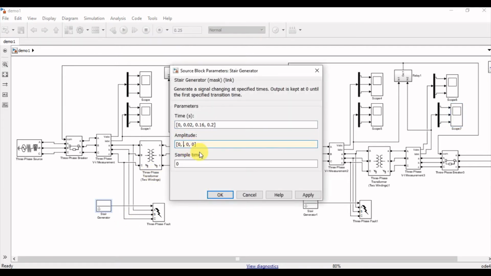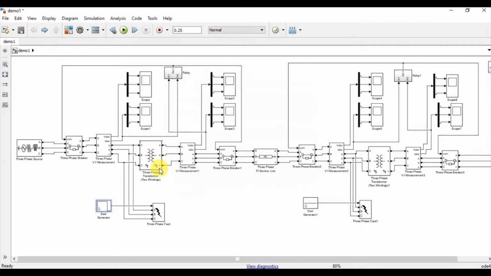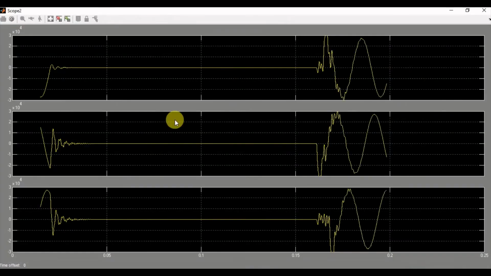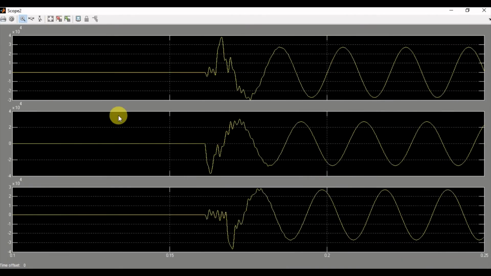So let's assume that I am generating fault at this transformer. Now let's simulate the system once again to see the output waveforms after generating the fault. So these are my voltage waveforms. You guys can see that at the instant when there is a fault, the voltage is 0.